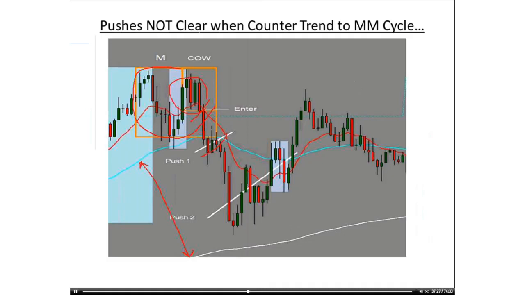And then your second push doesn't really work. Why? You're counter. The bias is to the long side. The market maker trend is to the long side. You're taking a counter trend trade. That's why you don't get 3 pushes. Okay? So you get push 1. You get push 2. You get only 2 pushes. There is no third push. All right?